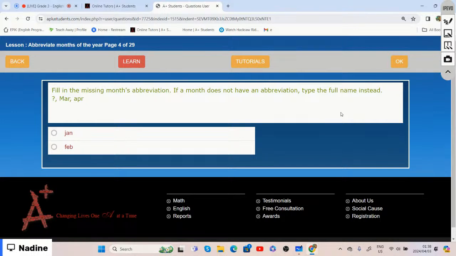Then what is the month that is before March? The month before March we have, is it January, March, April, or is it February, March, April?